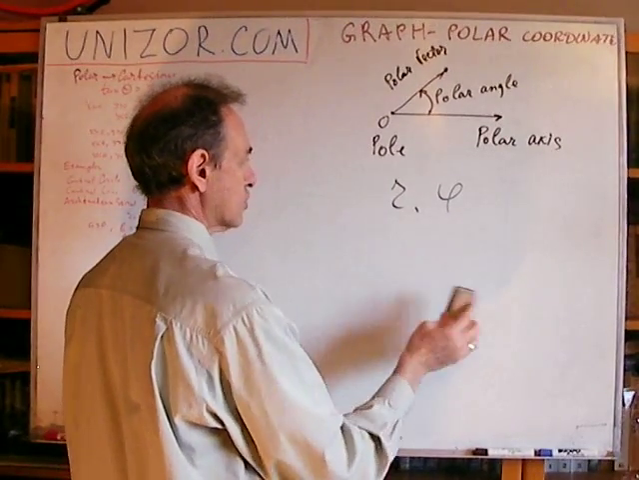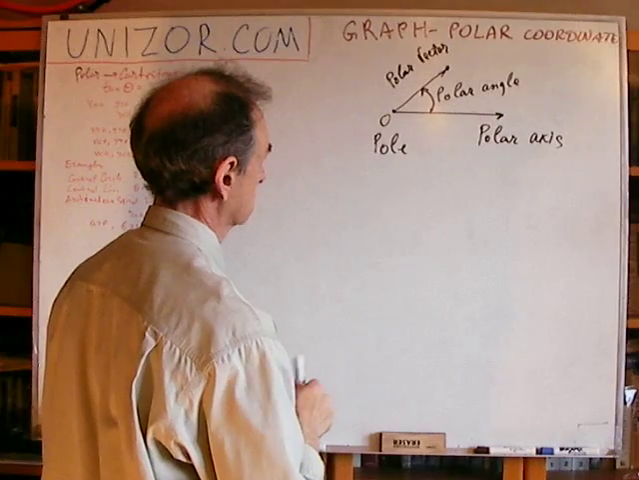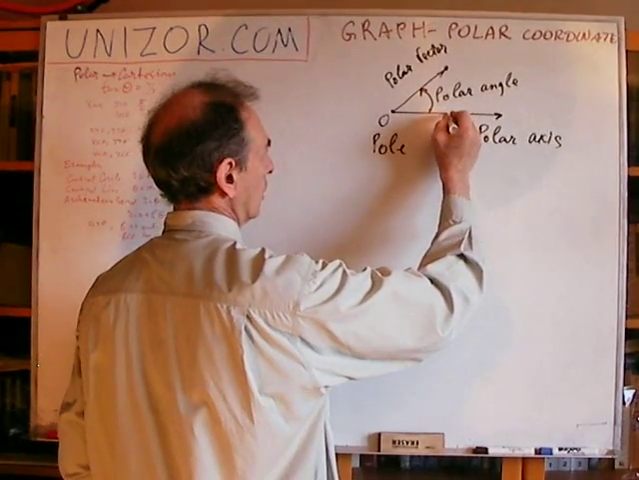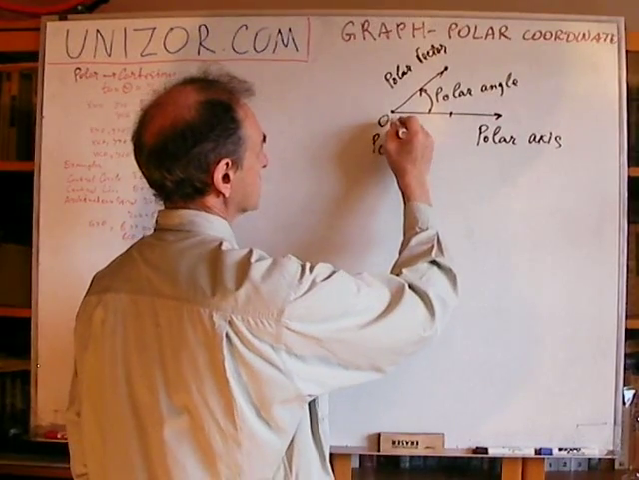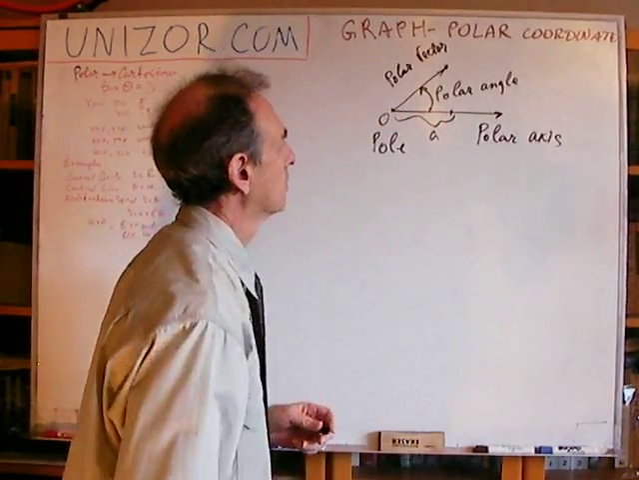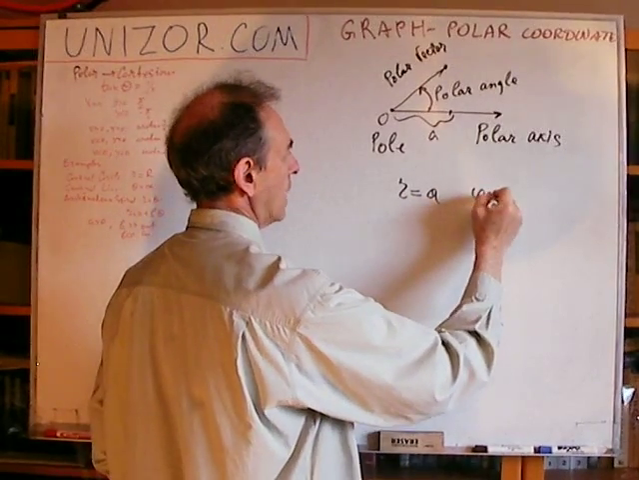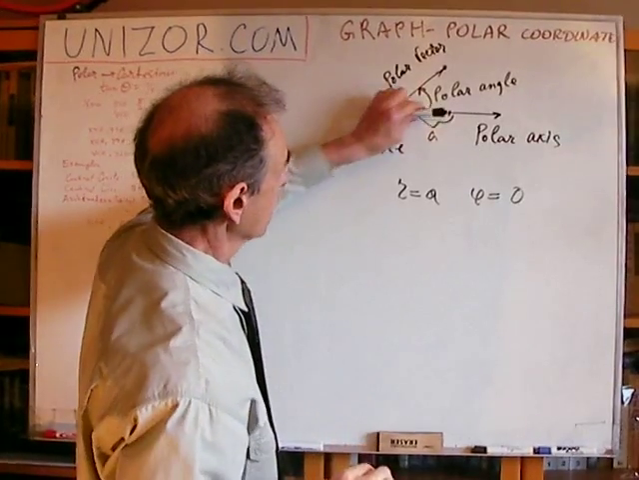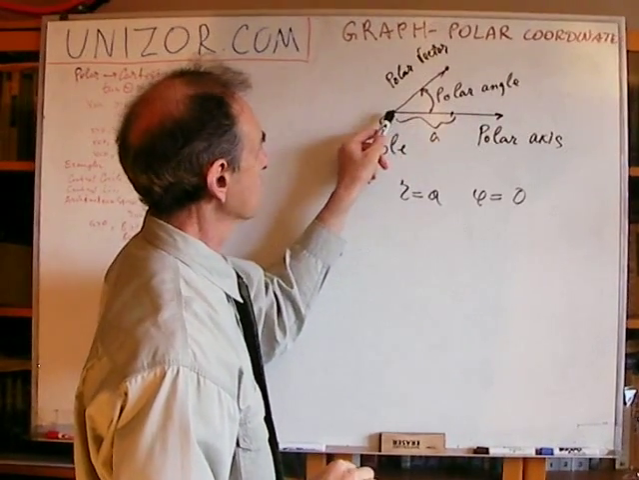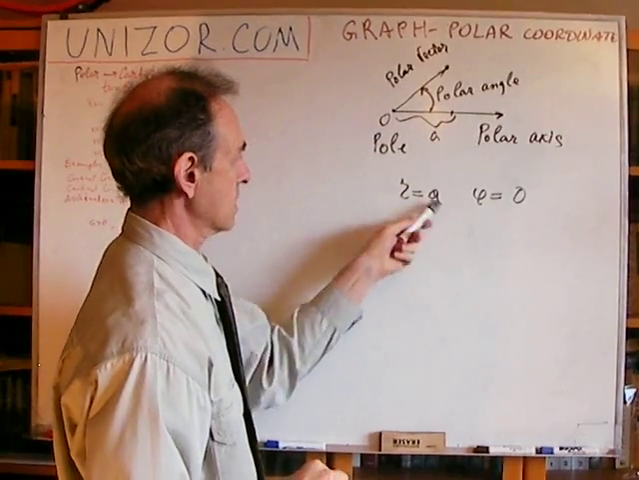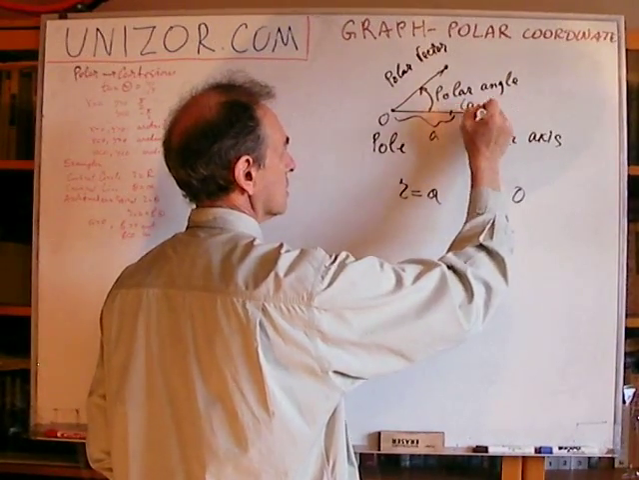So, let's just give a couple of examples. What would be the coordinates of this point on the polar axis itself, at the distance, let's say, a? Well, coordinates would be r is equal to a and phi is equal to 0, right? Since we are on this polar axis, we don't have to move. That's why phi is equal to 0. And the distance we have to move from the pole itself is equal to a, as I was just saying. So r is equal to a and phi is equal to 0. So coordinates of this point are a, 0.